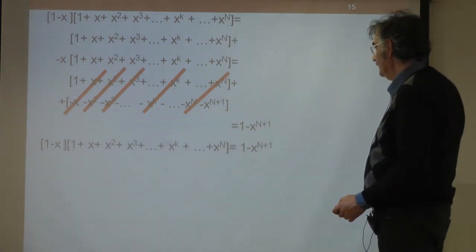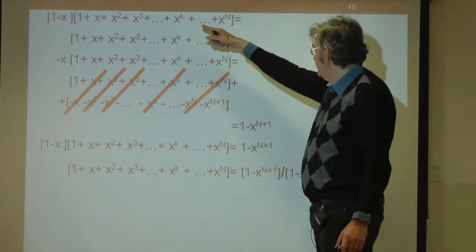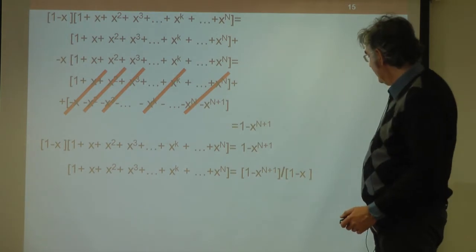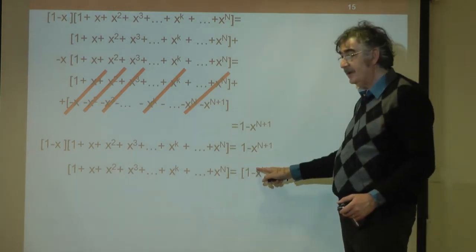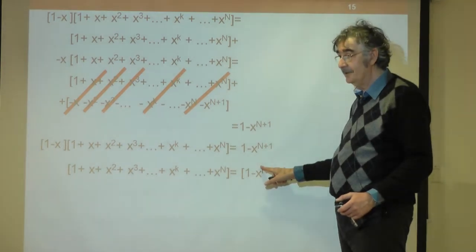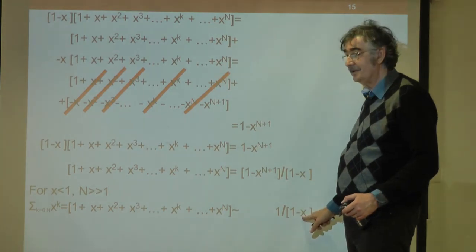And this is what I'm doing. So this times this is equal to this, and therefore this is equal to this minus this. But now if x is less than 1 and if n is large enough, then this is a very small number. And therefore I'm left with just 1 over 1 minus x.